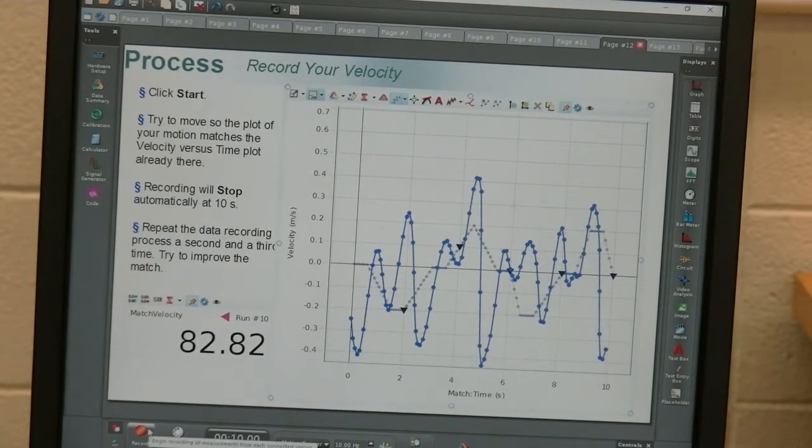So that was much harder than I had anticipated, because I'm trying to follow it as a position graph as opposed to a velocity graph.